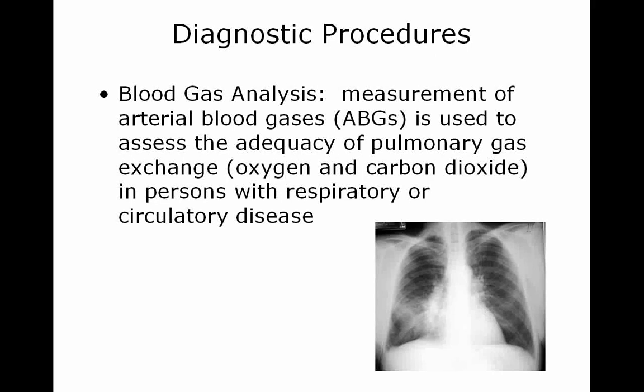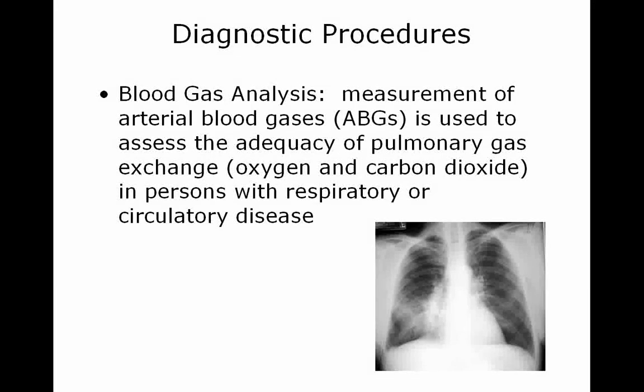This is also referred to by the abbreviation ABG, arterial blood gas. These are arterial blood gas studies used to assess the adequacy of pulmonary gas exchange, oxygen and carbon dioxide, in persons with respiratory or circulatory disease. So to assess the adequacy of pulmonary gas exchange, in a normally functioning respiratory system, the person breathes in air that contains a certain amount of oxygen, and the gas exchange actually takes place in the alveoli of the lungs.